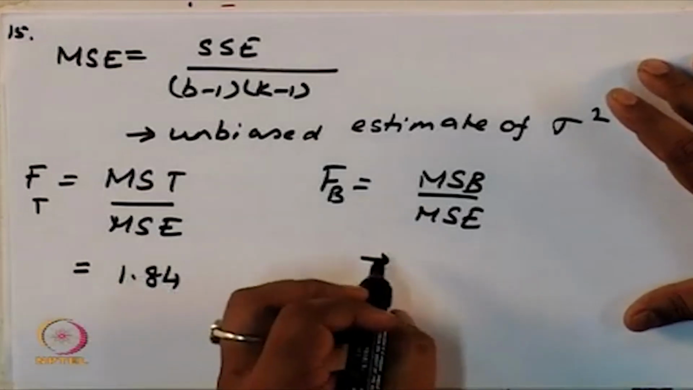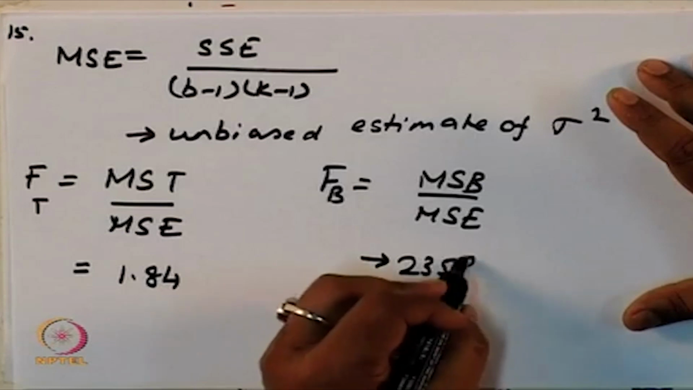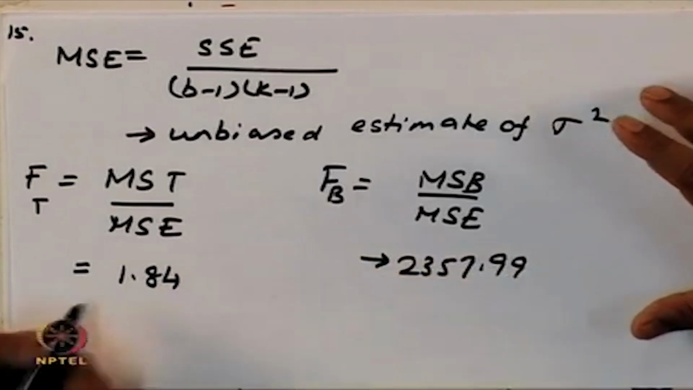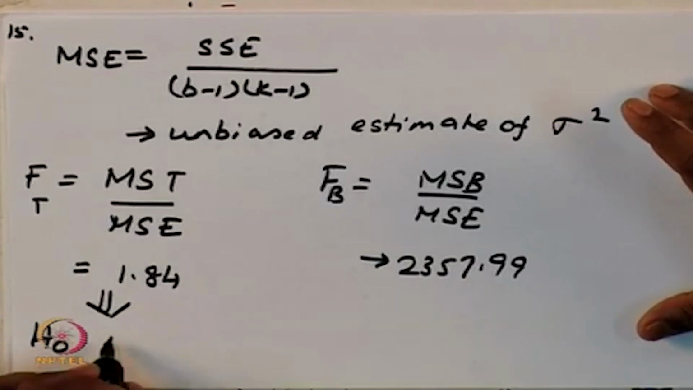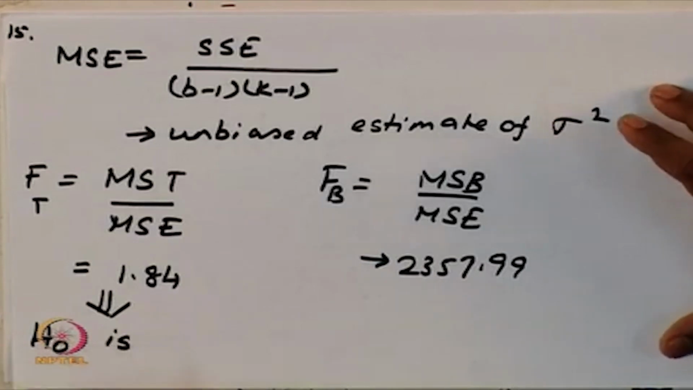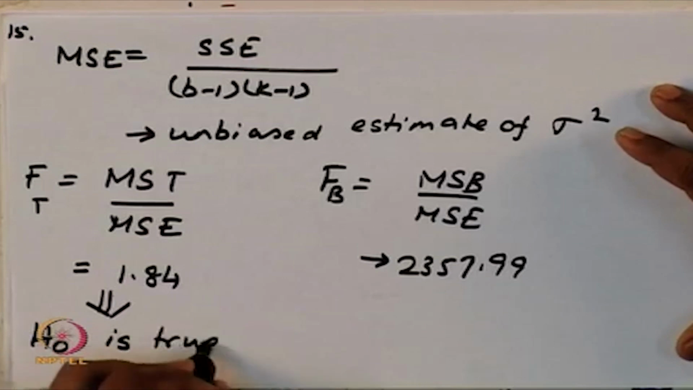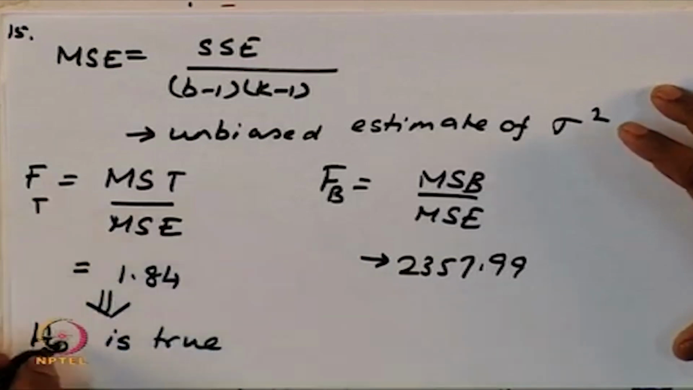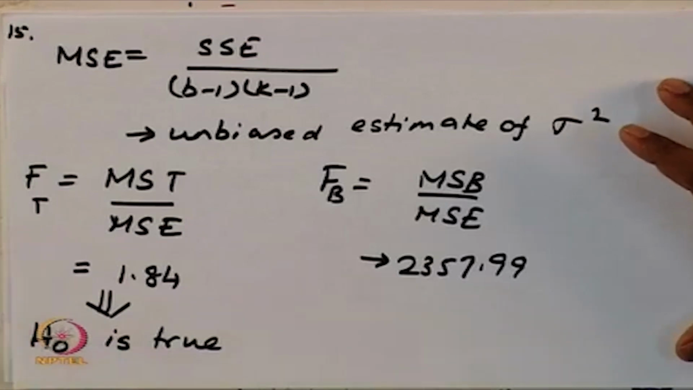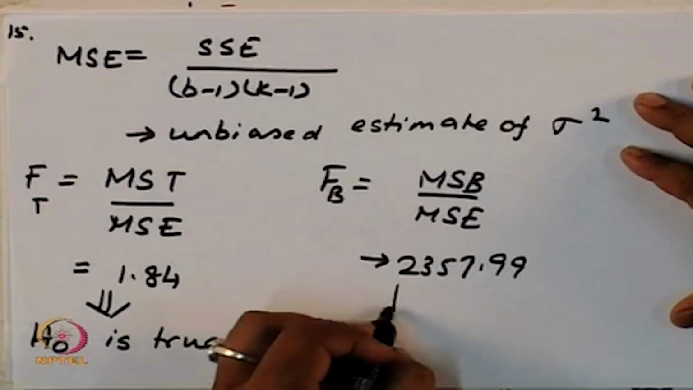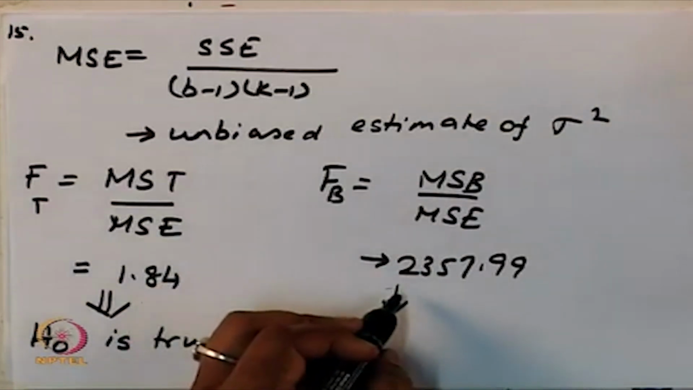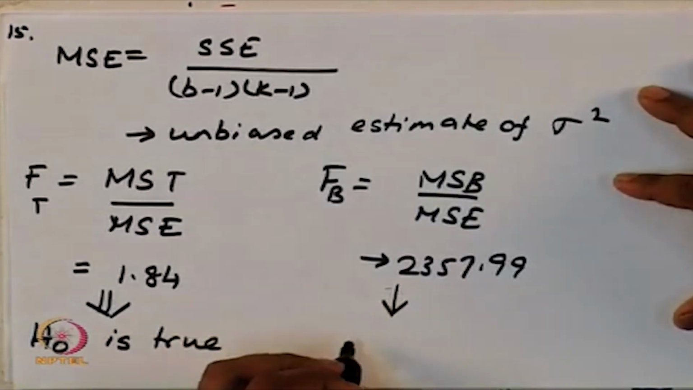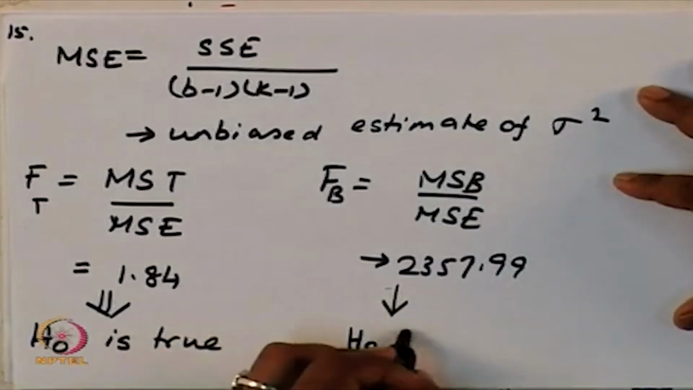If you calculate the value of F of t, this comes out to be 1.84, and F of B comes out to be 2351.99. So, this would say that for treatments, your H naught is true. That means that there is no difference in the pricing strategy used by the different companies. But you can clearly see the F of B value is way higher than whatever confidence level F alpha you choose. So, this really means that H naught is not true for blocks.